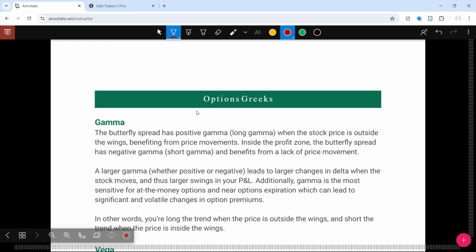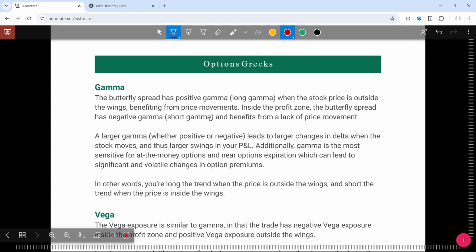Now, the best way to think about this is if you are outside the wings, you are long the trend, right? You want the trend, particularly in your favor. When you are inside the profit zone, you are short the trend. You really don't want the market to move.